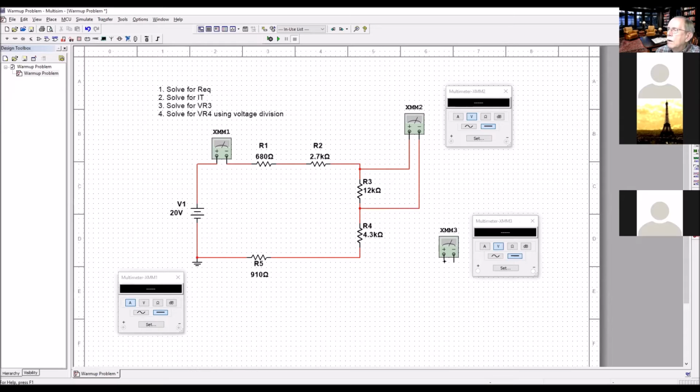And now connect that up. And now if I run this, and I can stop my simulation, I've got my voltage.